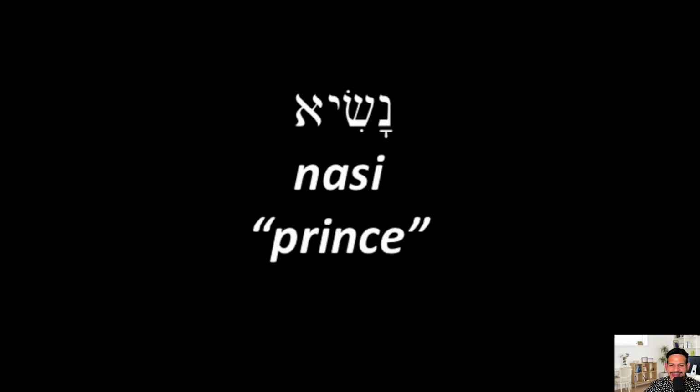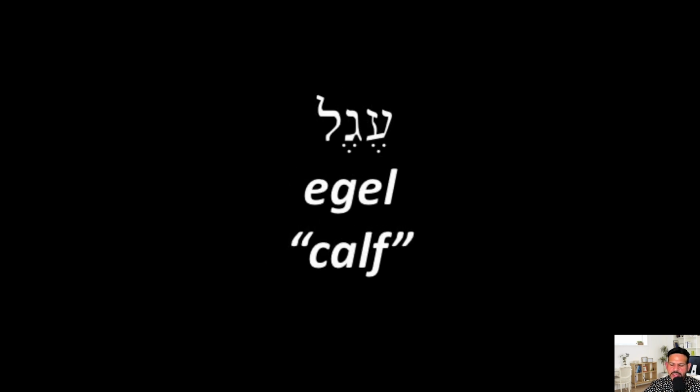Or like the word nasi, which means prince, or someone who is lifted up. So a nasi is a prince. Every one of the 12 tribes had a prince that was lifted up as the head of the tribes. We also have the word for the golden calf, the egel, and the golden calf is in this week's portion of Tisa.